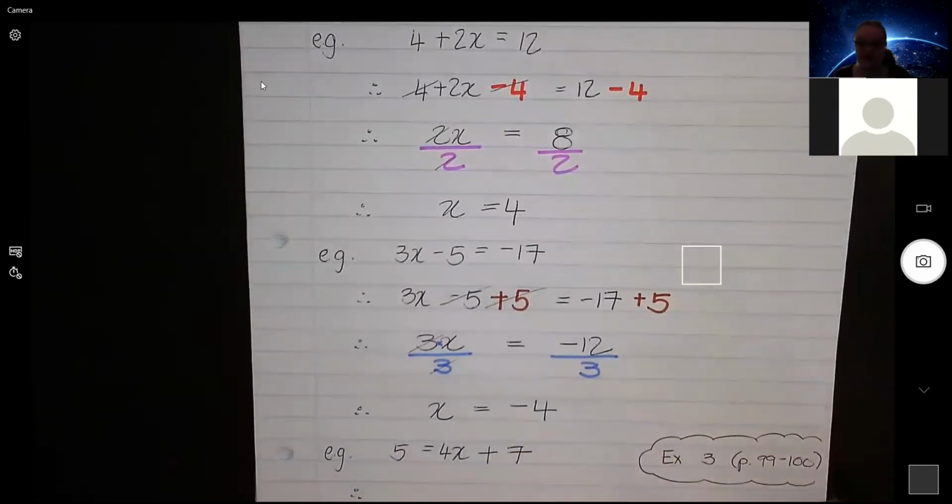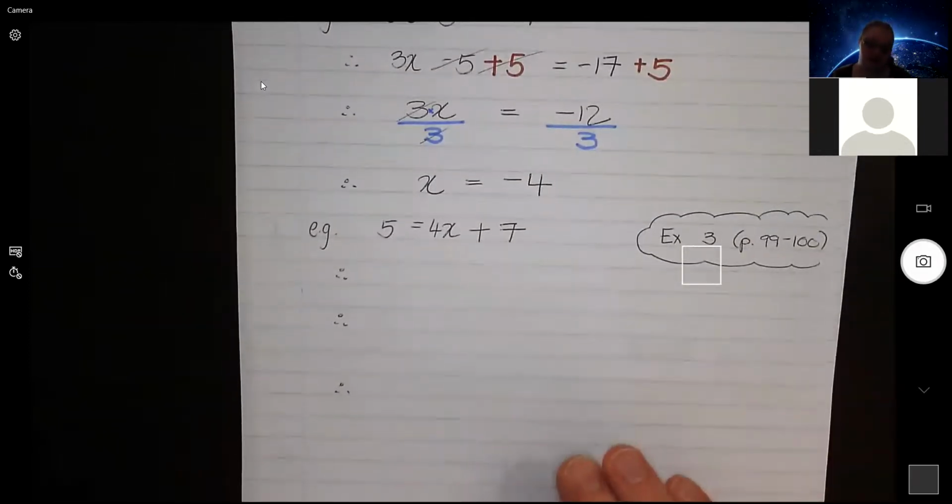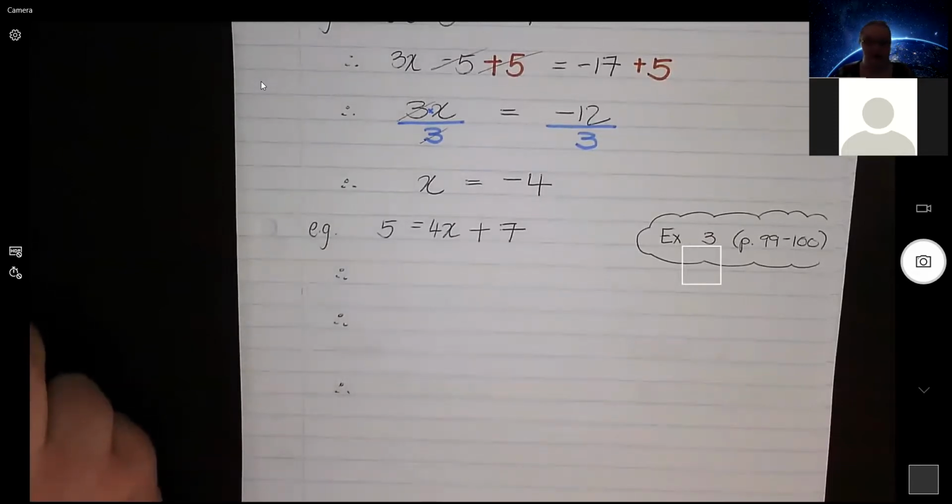And yes, you can substitute this back in to check your answer. Your answer is correct. Okay, but again, leave the checking until later, until you're done with everything.